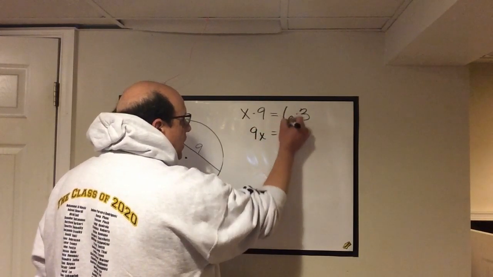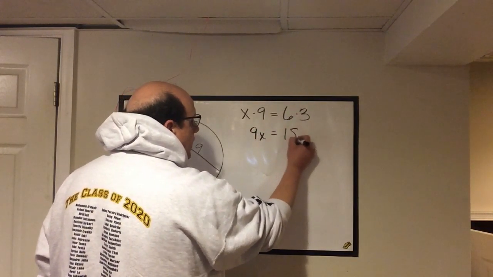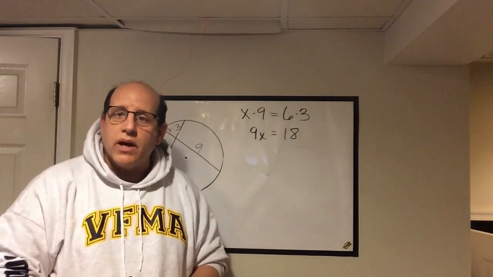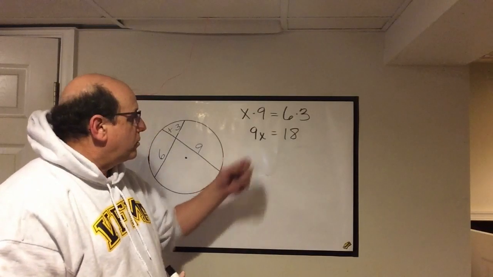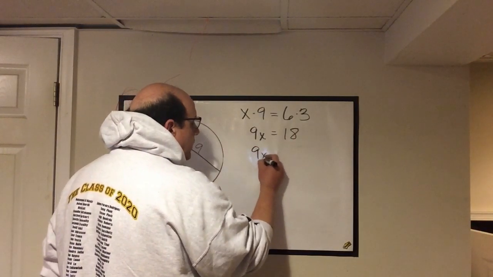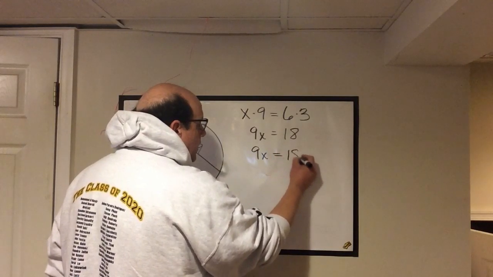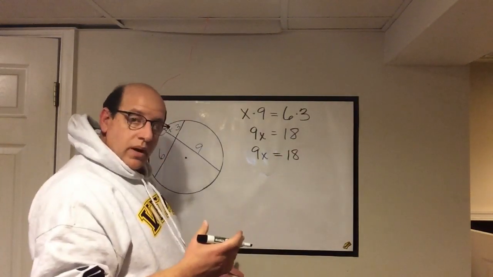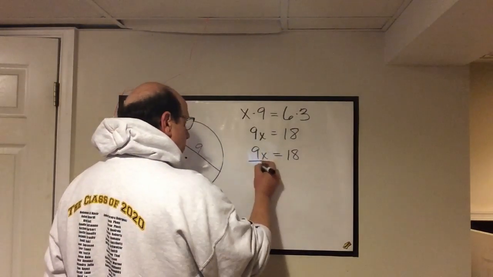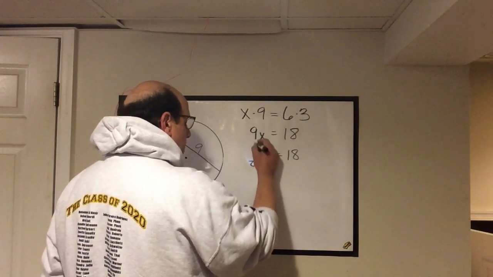And then of course 6 times 3 is 18. And now we can solve our single step equation for x because we can undo this multiplication with division. Now I like to rewrite it, and I suggest that you rewrite it just because. So we're going to do the math on the rewrite so we can see where we came from.